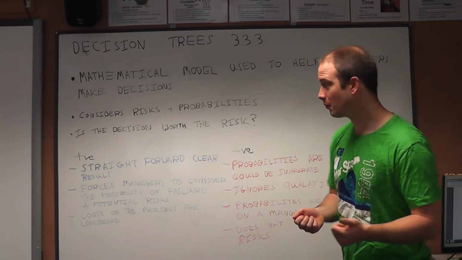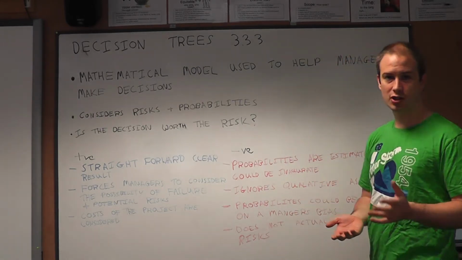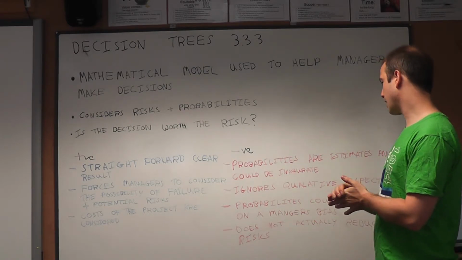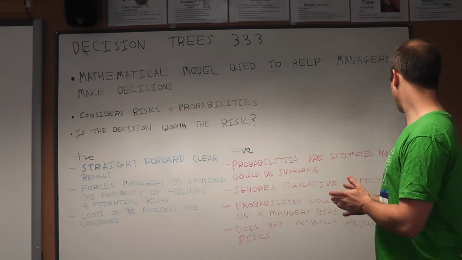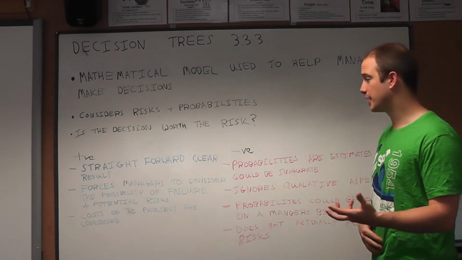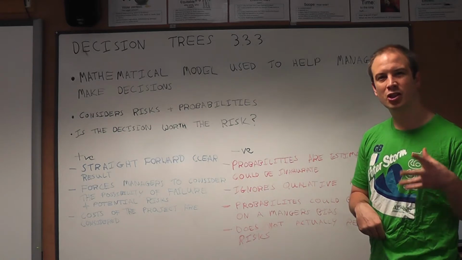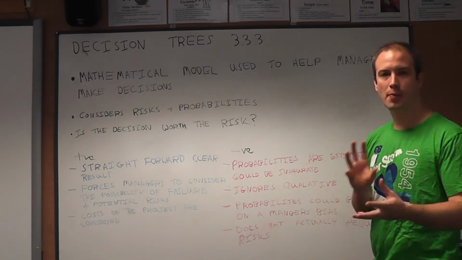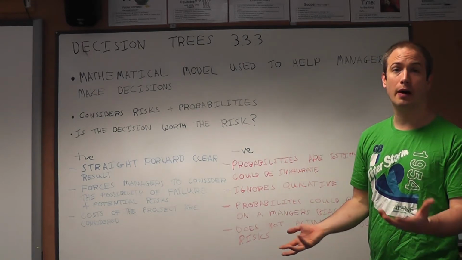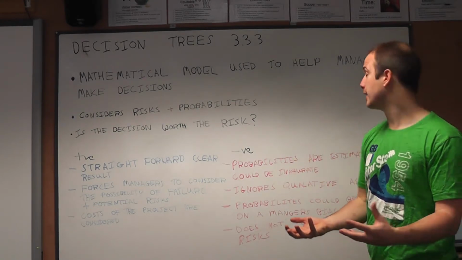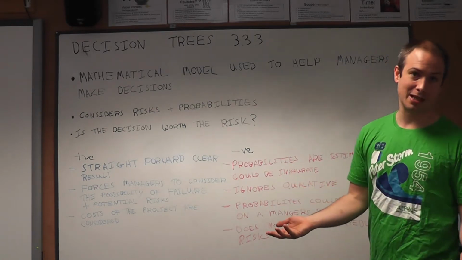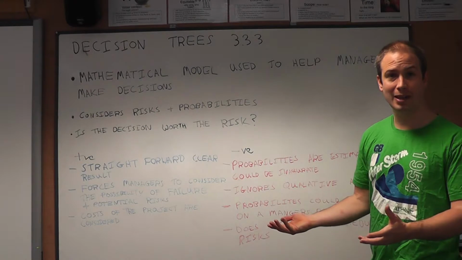However, there are some problems with decision trees. For example, probabilities are estimates and could be inaccurate. In order to create a decision tree, managers will have to consider what the probabilities are. If we take this back to our ice cream campaign, it's the probability of rain. Now, the weather is less than reliable in the UK.